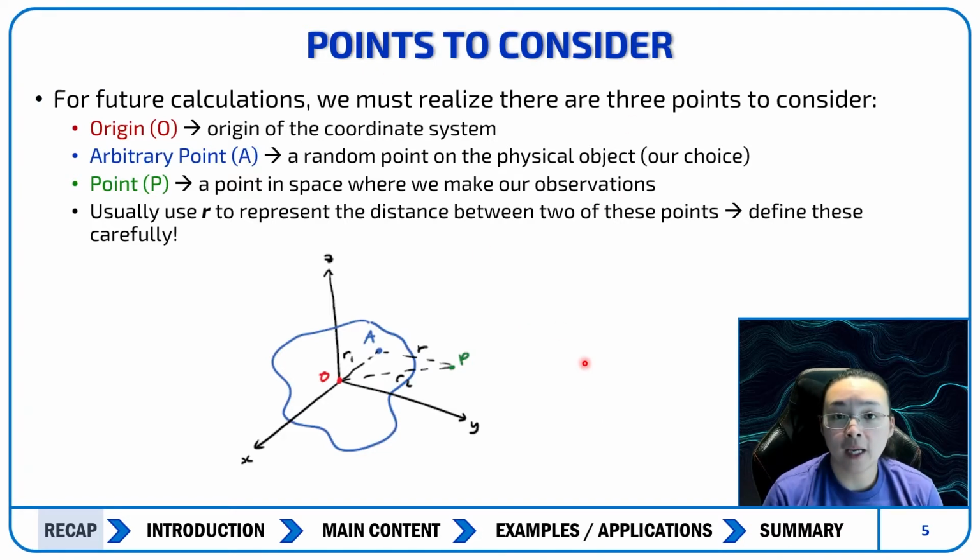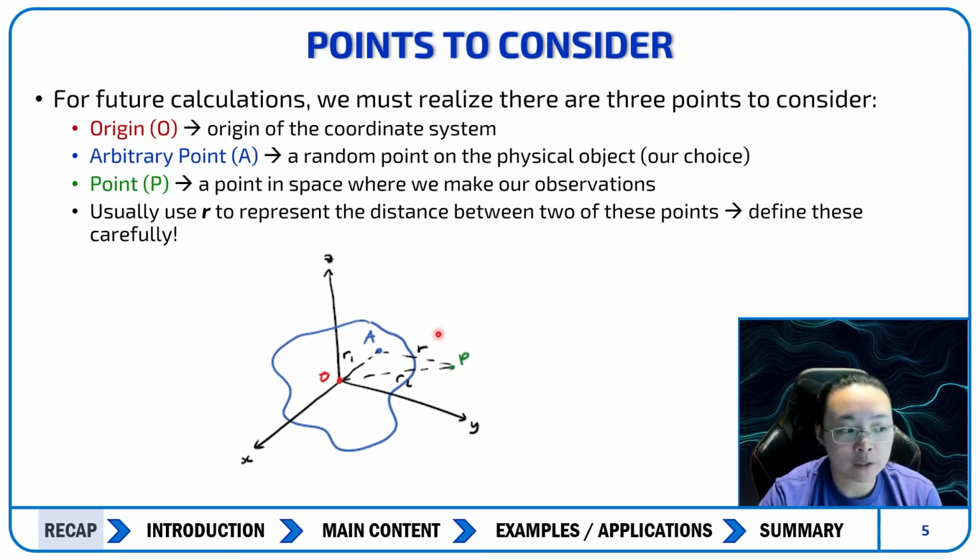So when we talk about any coordinate system, we have to first take a look at the different points to consider. For any coordinate system, I've just drawn a bluish curve here, or a blob. We always have an origin to our coordinate system, which we have as O in red over here. We then have an arbitrary point on the curve or the object, which is our choice. So we use A, and we have a point P in green, which is a point in space where we make our observations. So these are the 3 points that are typically used in any coordinate system within the questions that we'll encounter.